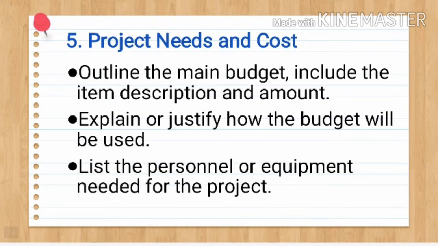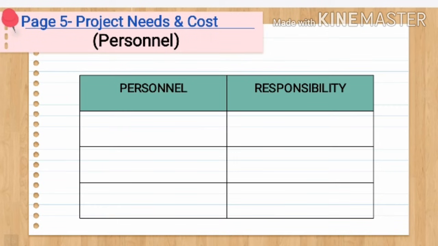The fifth part of our concept paper is the project needs and cost. It outlines the main budget, including the item description and amount. It explains or justifies how the budget will be used, and it also provides a list of personnel or equipment needed for the project. For your page 5, we have the project needs and cost, and we have here the personnel needed.